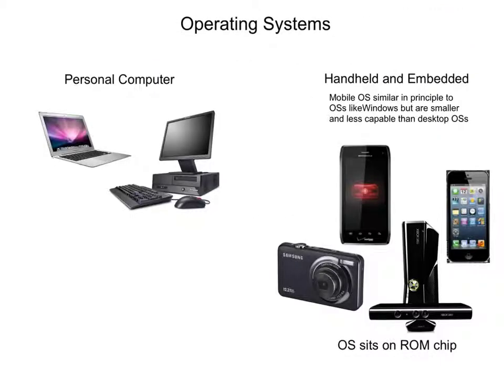There are more than two, but the two main ones that we use are personal computer operating systems, and then there's handheld and embedded operating systems. All right, the personal computer ones we are familiar with. We've talked about Windows and Mac OS X. But the handheld and embedded ones, they are a little bit different. They sit on a ROM chip, and they're just not as robust as a personal computer operating system would be.